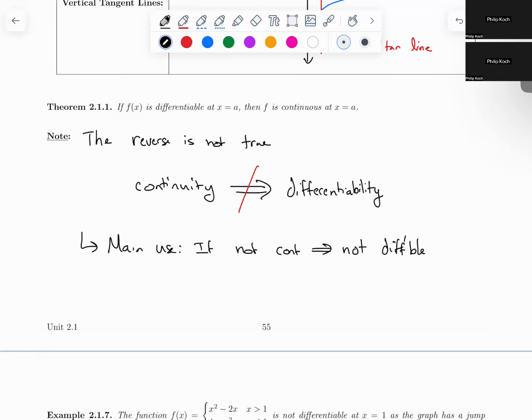So if you're not continuous, you're automatically not differentiable, as we saw in the previous situation. That's the main use. And that, by the way, is what we call the contrapositive. So that's flipping the if-then statement and then negating those statements.